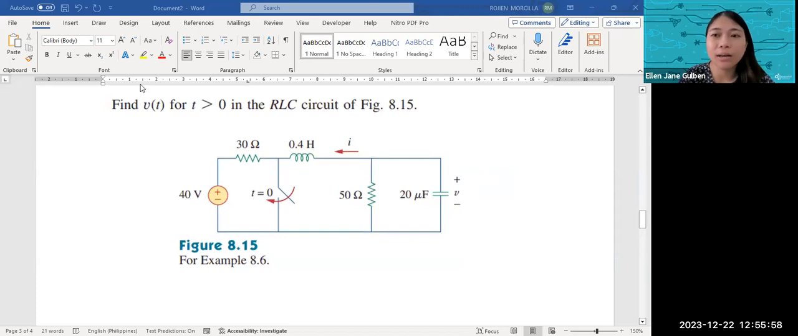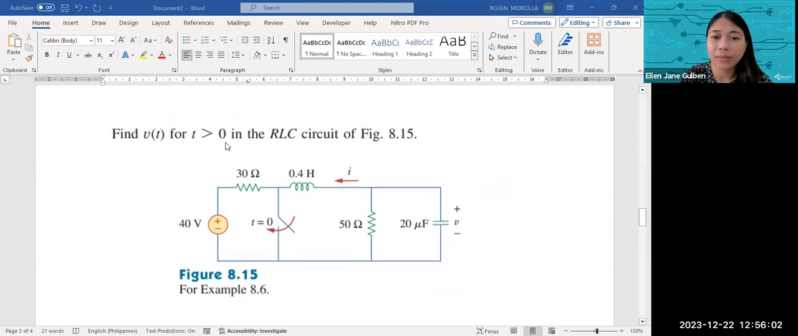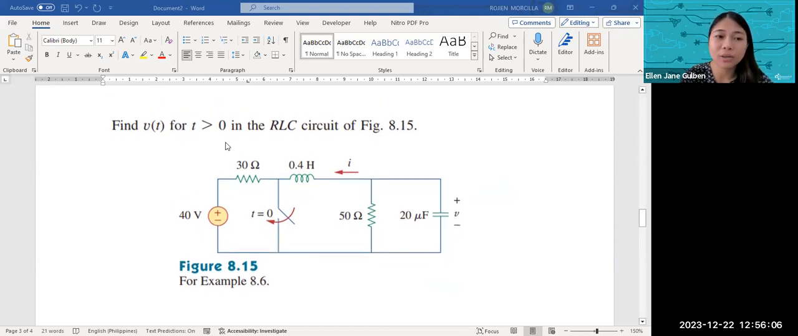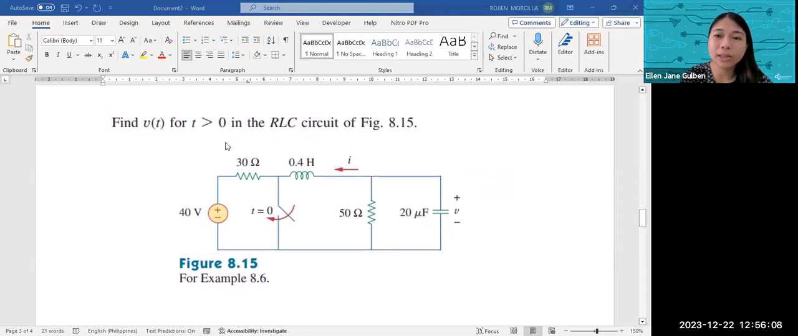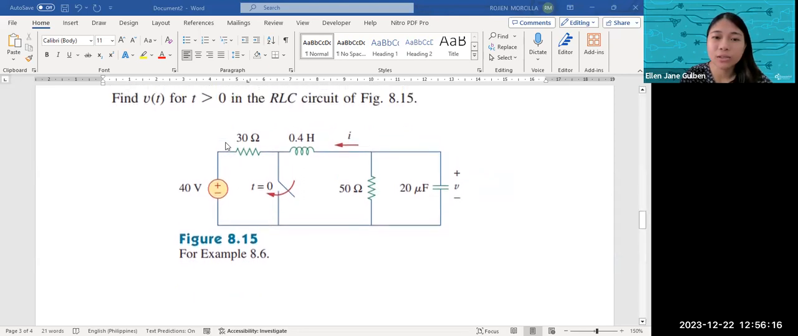Okay, let's have another example now. And this one will be on the second order differential equation. So you have the problem right here. Find V of t for t greater than 0 in the RLC circuit of figure 8.50. So we can check the circuit. We have a 40 volts supply.